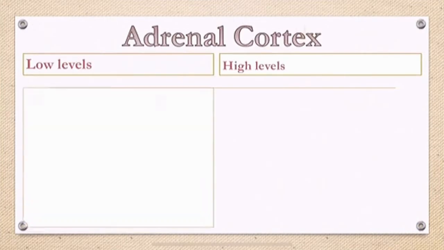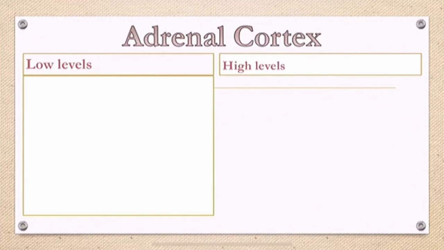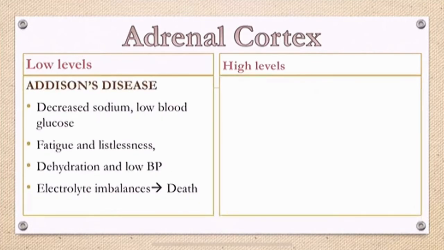If the adrenal cortex fails to produce enough hormones, a condition known as Addison's disease develops. Other symptoms include decreased blood sodium, leading to dehydration and low blood pressure. Since there is decreased aldosterone levels, this will decrease the sodium reabsorption.